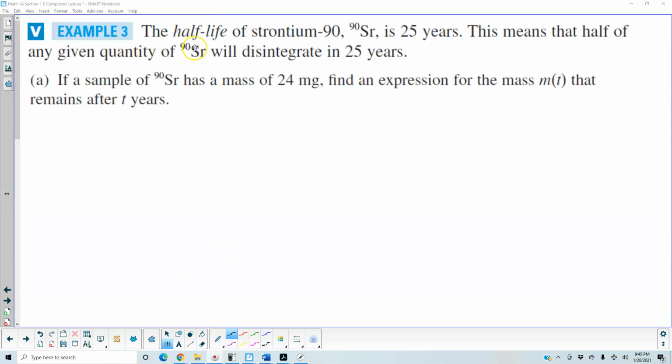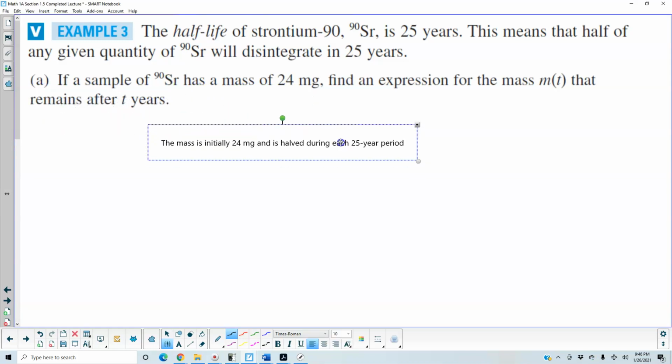Example 3. The half-life of strontium-90 is 25 years. This means that half of any given quantity of strontium-90 will disintegrate in 25 years. So if a sample of strontium-90 has a mass of 24 milligrams, find an expression for the mass that remains after T years.